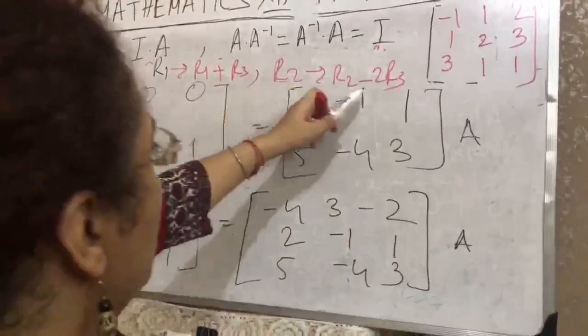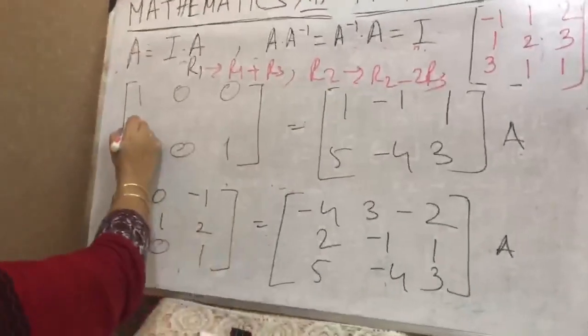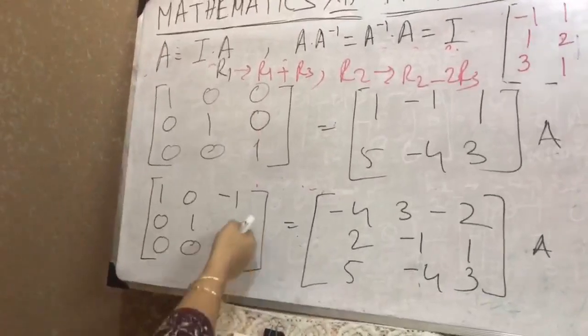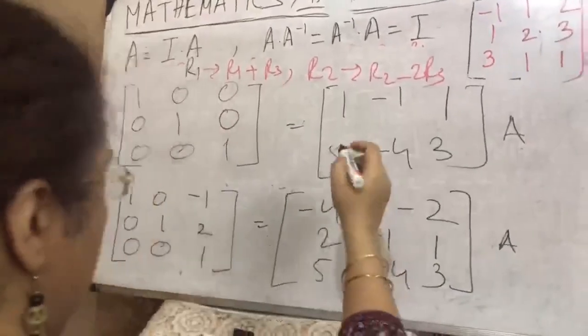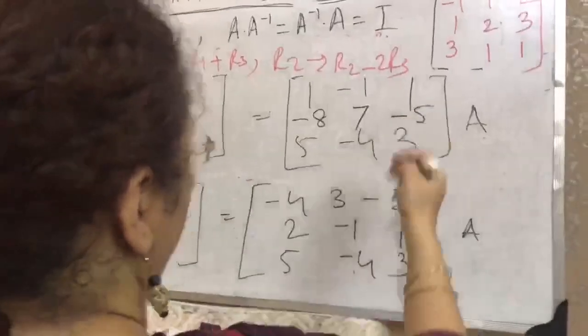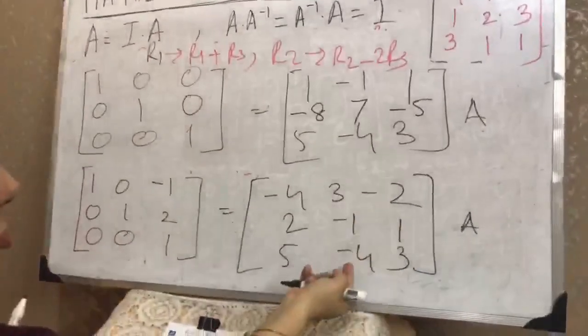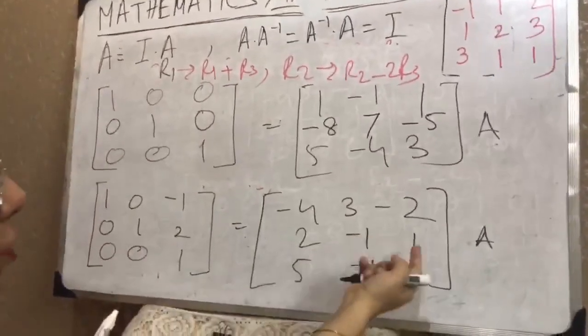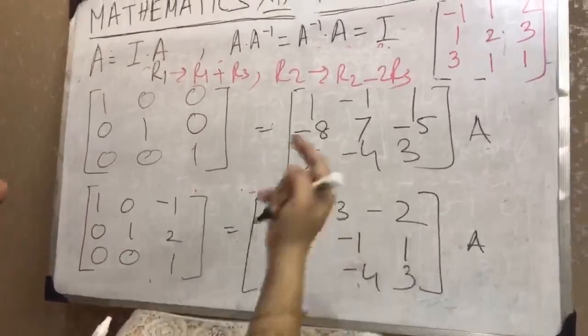And if you apply R2 minus 2 R3, here you will get 0, 1, 0. Because 2 minus 2 will give you a 0. And in this case you will get minus 8, 7, minus 5. Say minus 1, then minus 2 into minus 4 is 8. Minus 1 plus 8 will give you a 7. 1 minus 3 to the 6 will give you a 5.